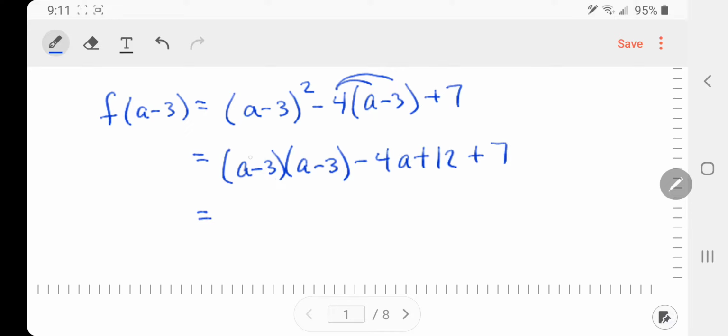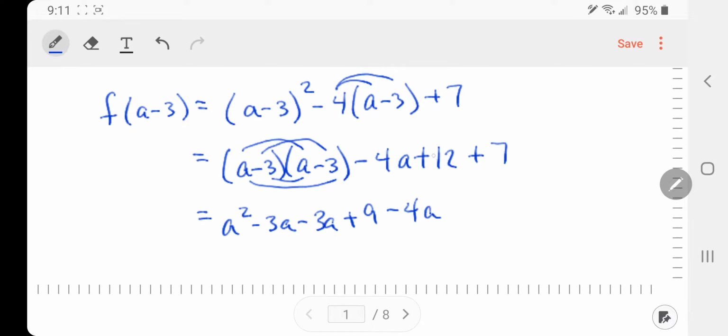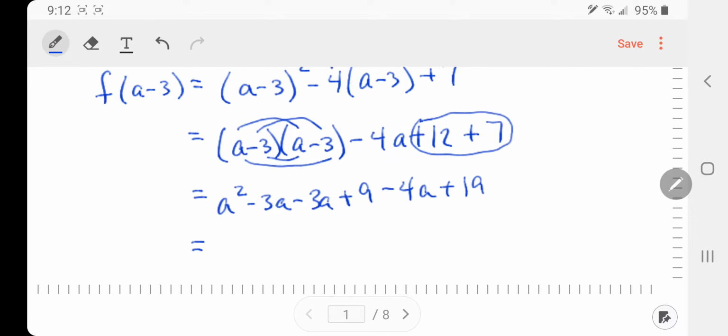All right, doing the FOIL method, a times a gives me a squared. On the outside, negative 3a. On the inside, negative 3a. And last but not least, negative 3 times negative 3 makes plus 9. Minus 4a. And we can go ahead and combine some like terms. 12 and 7, 19.